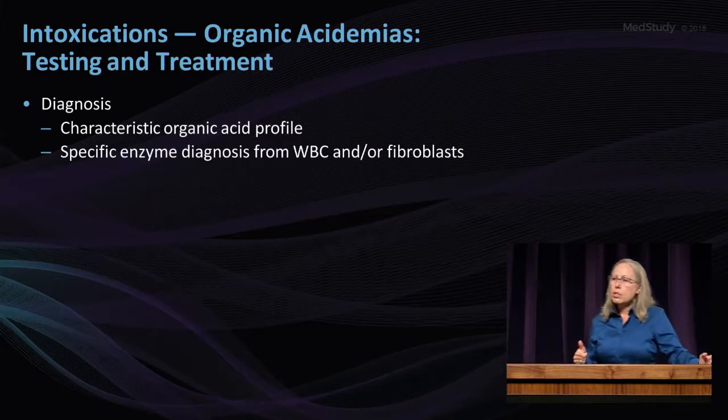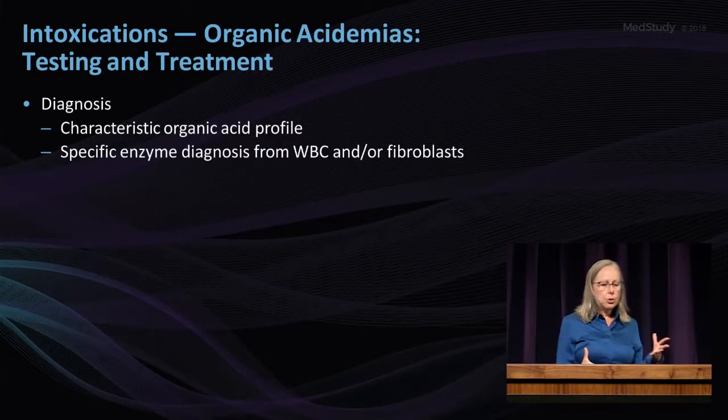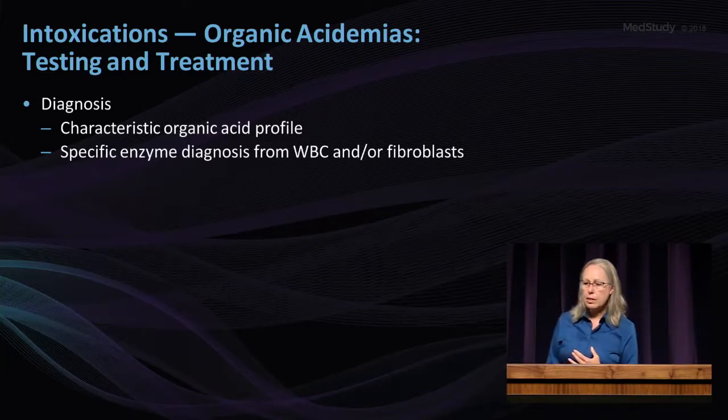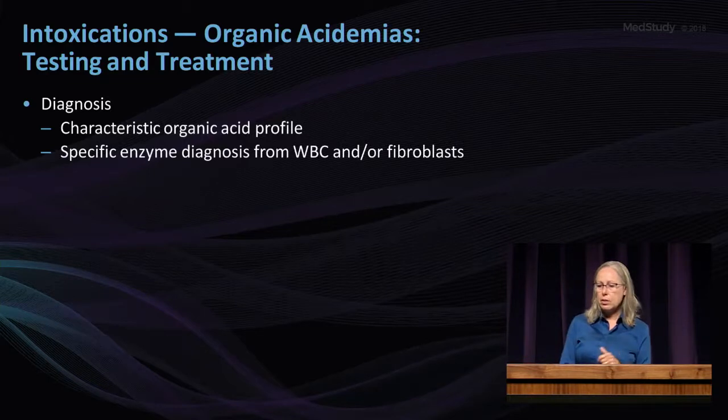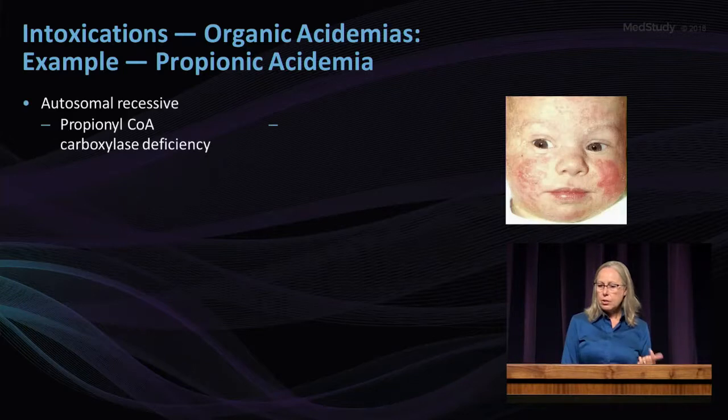So what we want to be able to make the diagnosis is all those beautiful labs that'll come back, not in the acute setting, so a characteristic organic acid profile and specific enzyme diagnosis from white blood cells or fibroblasts. These people go on a low-protein diet, specific formula without the offending amino acids, supplemental biotin and carnitine. So propionic is autosomal recessive.